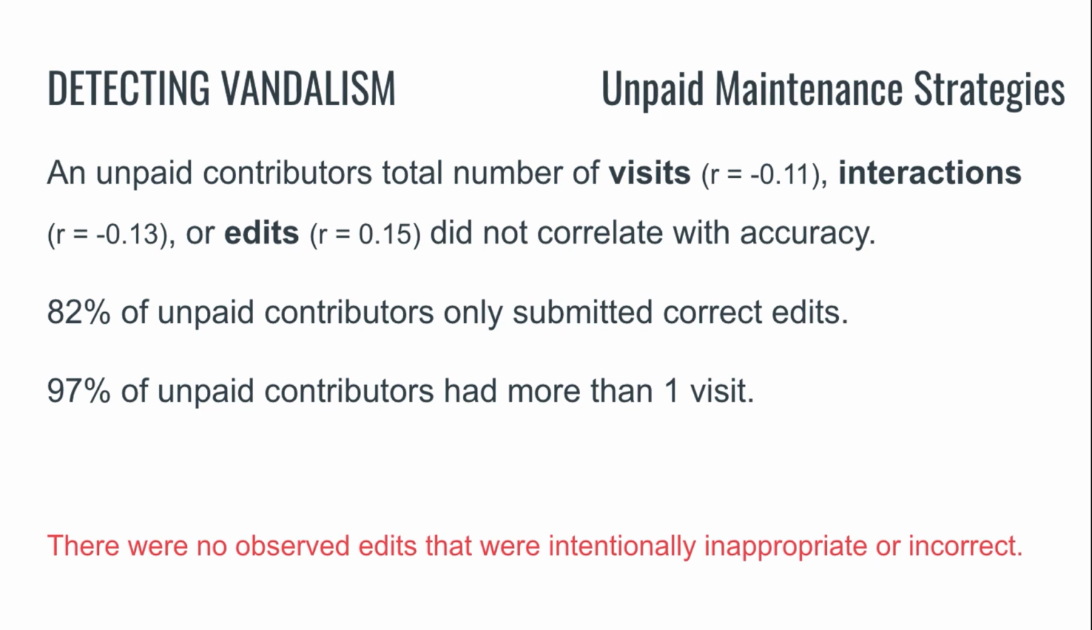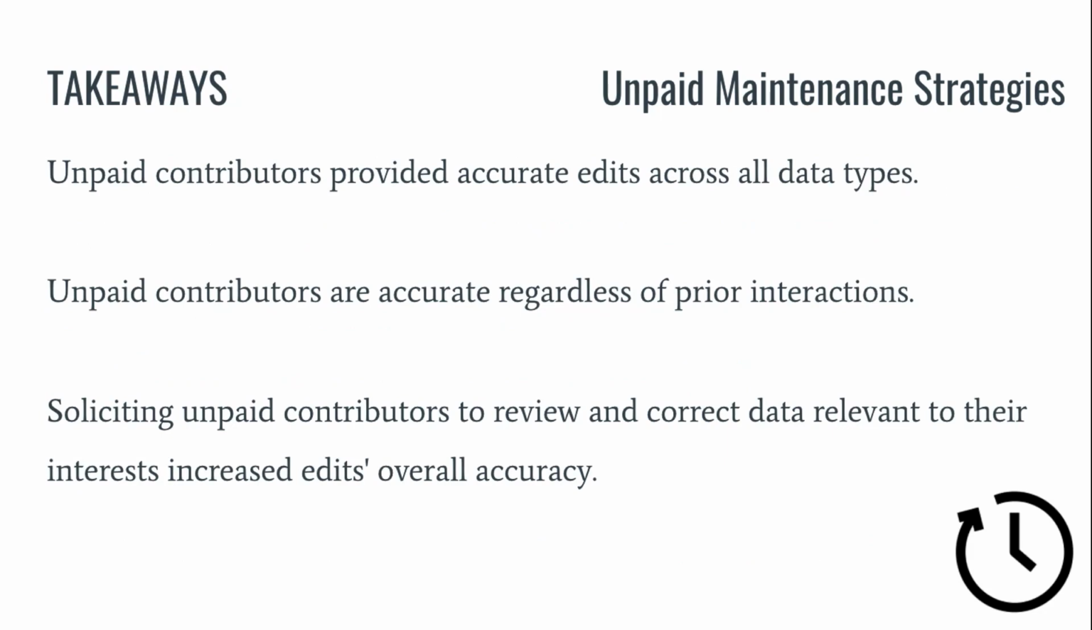These results show that the maintenance strategies do not have to rely on power users, users making the bulk of edits, to maintain an accurate tabular dataset. This result runs contrary to results from Wikipedia and Wikidata, where power users primarily maintain its articles. Unpaid contributors visit the dataset because of their interest in it, and are accurate across many data types, whether they require domain-specific knowledge or they do not.